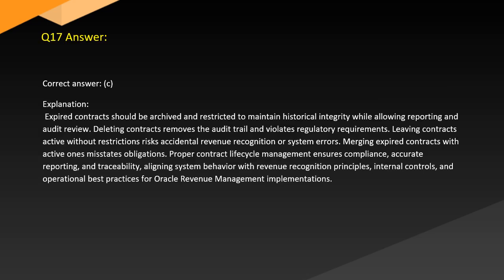Answer. Correct answer. C. Explanation. Expired contracts should be archived and restricted to maintain historical integrity while allowing reporting and audit review. Deleting contracts removes the audit trail and violates regulatory requirements. Leaving contracts active without restrictions risks accidental revenue recognition or system errors. Merging expired contracts with active ones misstates obligations.